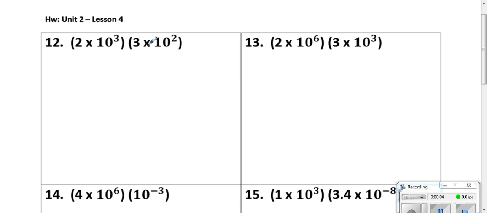Okay, here is homework, Unit 2, Lesson 4 homework. I just want to go over a couple of questions.